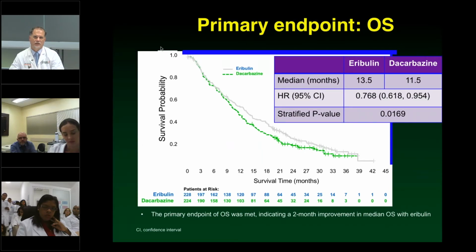A newer agent, eribulin, that you might commonly use for breast cancer, has also been recently approved for sarcoma based on an overall survival advantage over dacarbazine in this phase 3 study, 13.5 months versus 11.5 months median survival. This is for liposarcoma only.